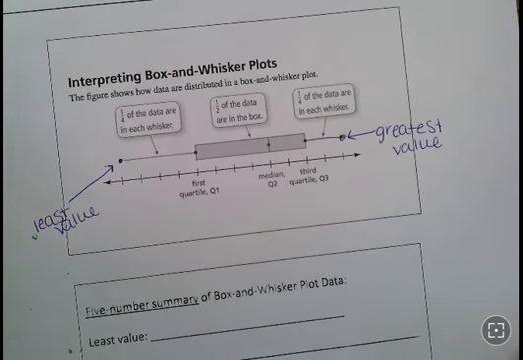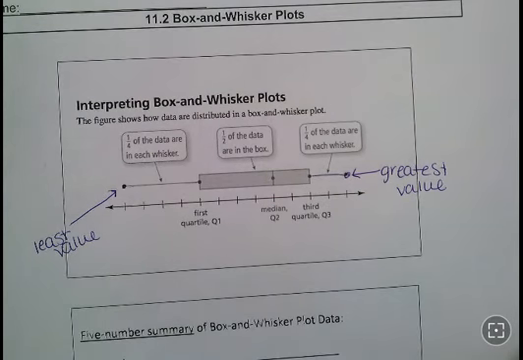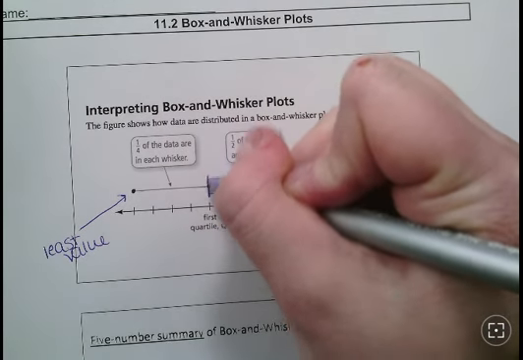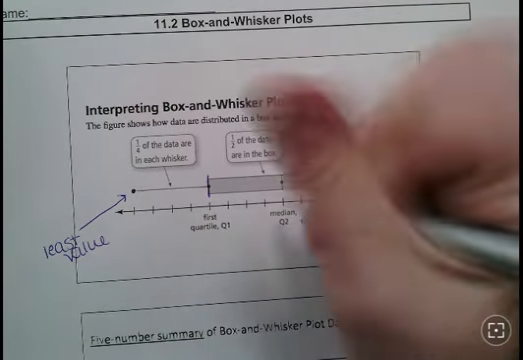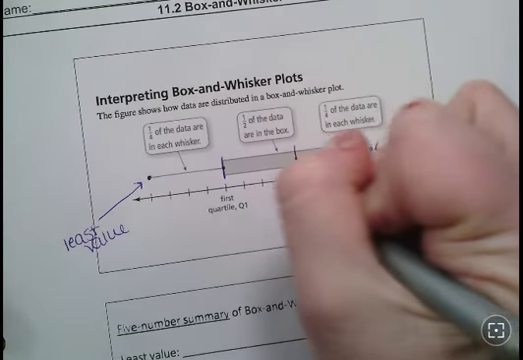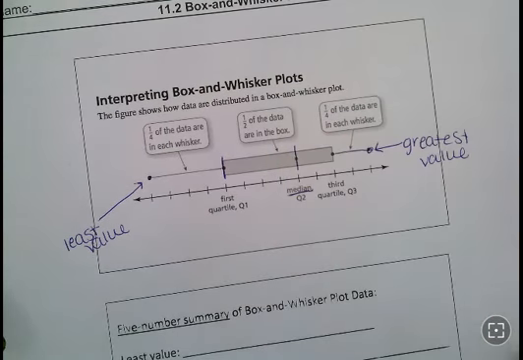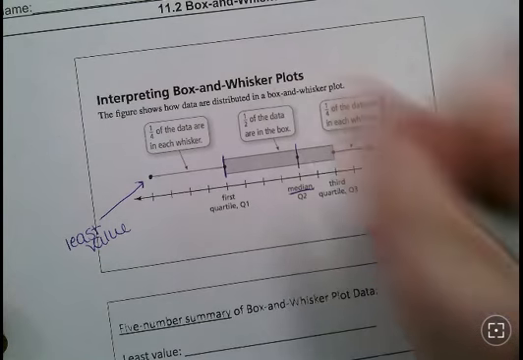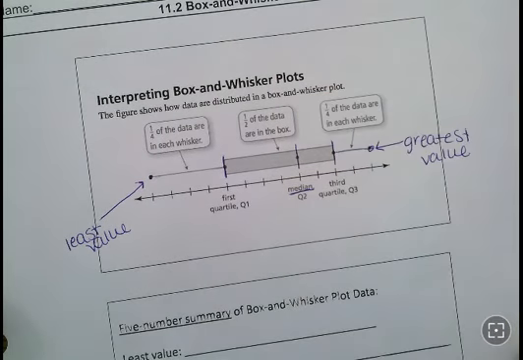Some other markings on here. Right here, that is what we call our first quartile. This marking here is our median or our Q2. We more commonly call it the median. And the third quartile is where you end your box over there.